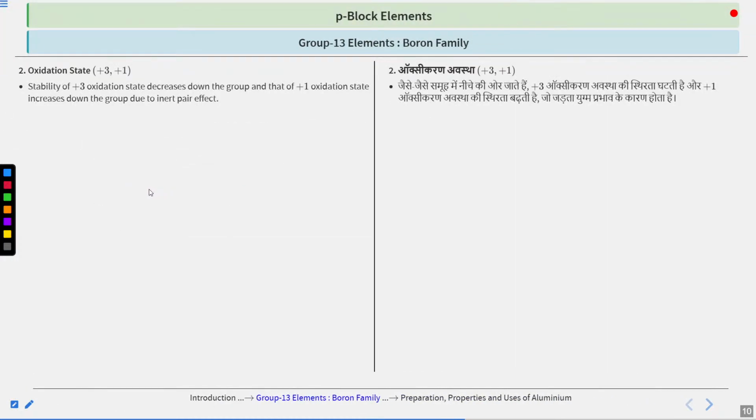Now next, the oxidation state: the stability of +3 oxidation state decreases down the group and that of +1 increases down the group, and that is due to the inert pair effect. We have studied it already, that as we move down the group, the s orbital electrons are being pulled inward, and as a result they become slowly inert and don't take part in the reaction. Clear? So as a result, the +3 oxidation state becomes less and less obvious and +1 oxidation state dominates.